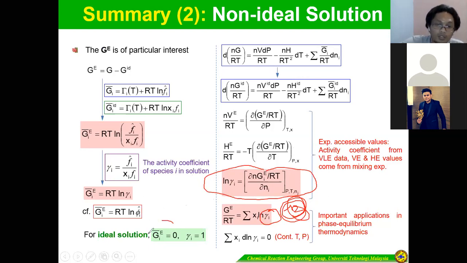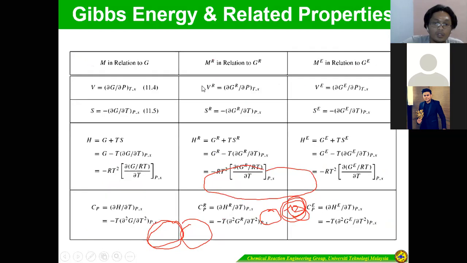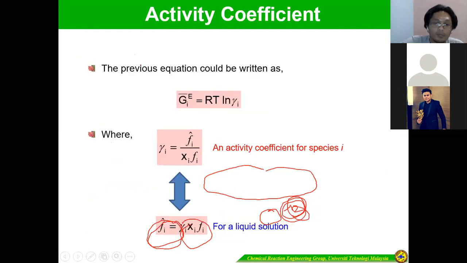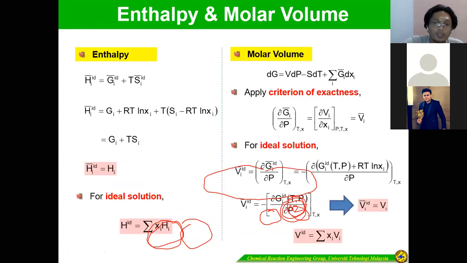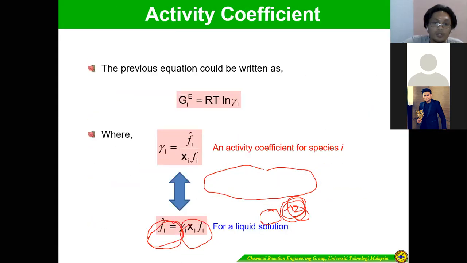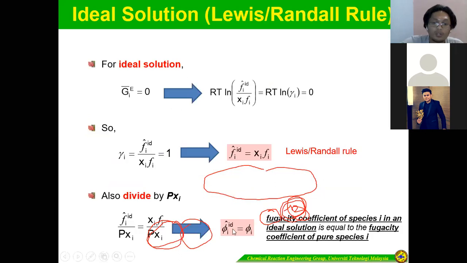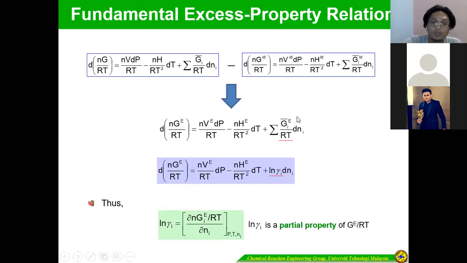If it is an ideal solution, you remember that the partial excess Gibbs energy is equal to 0 and gamma_i is equal to 1. That means the fugacity of species i in an ideal solution is equal to the fugacity of the pure species. Look at here, this is the criterion for the ideal solution. So you have to remember that.